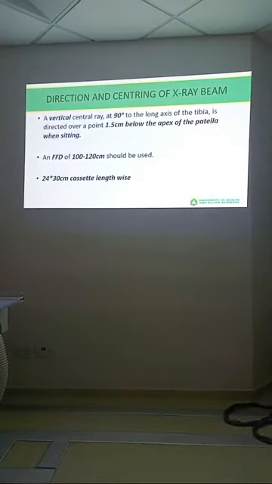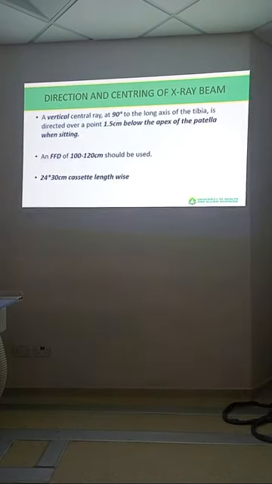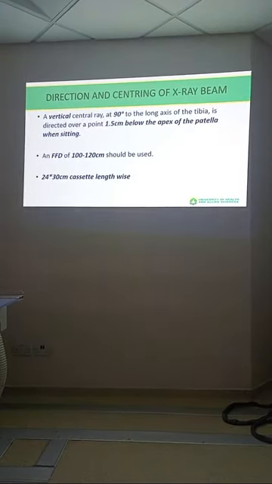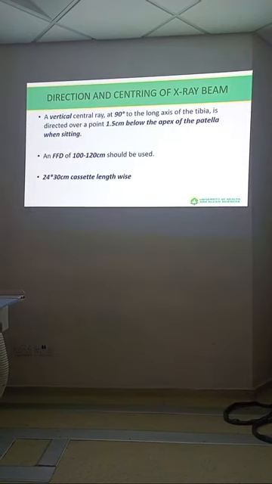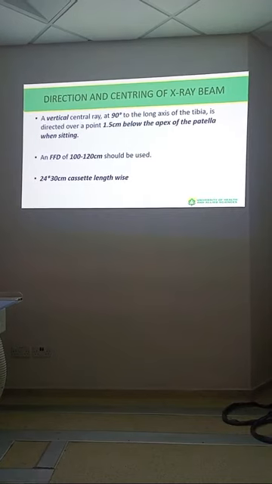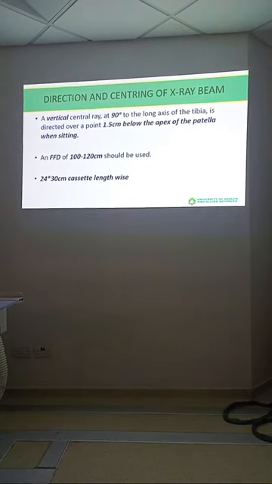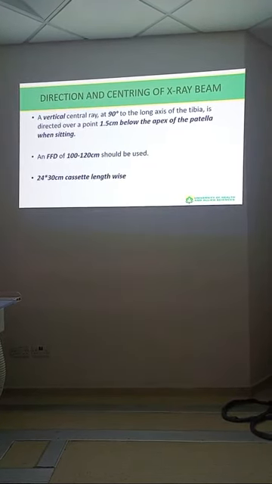So for the AP, we are using a perpendicular, 90 degree central ray when the patient is sitting. And we are centering at a point 1.5 centimeters below the apex of the patella with an FFD of 100 to 120 and a cassette size of 24 by 30 centimeters.